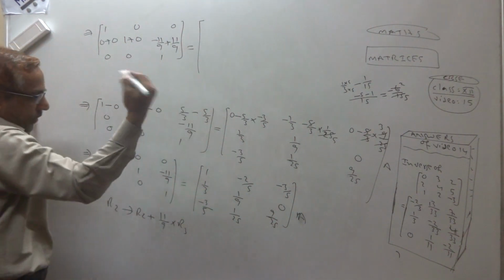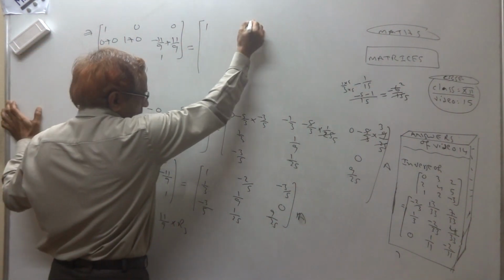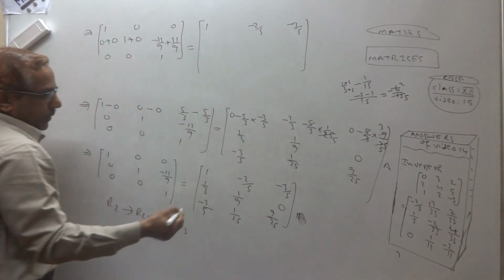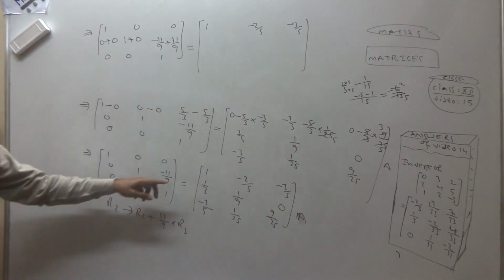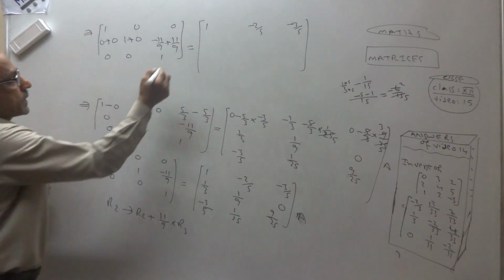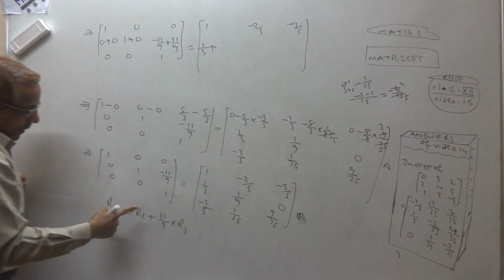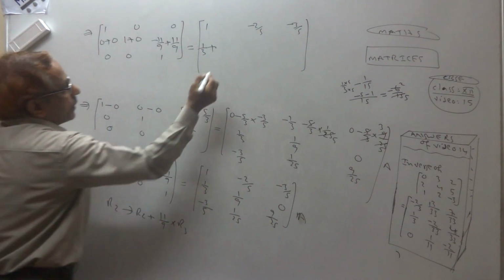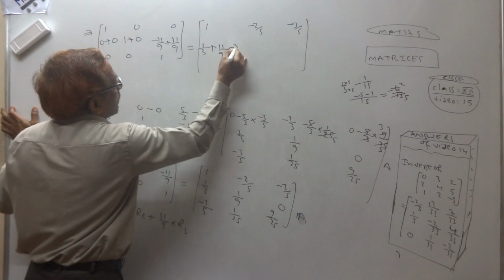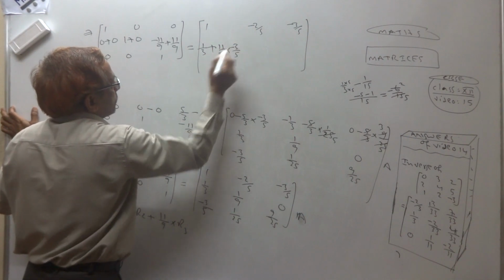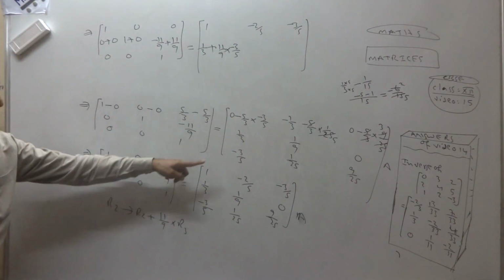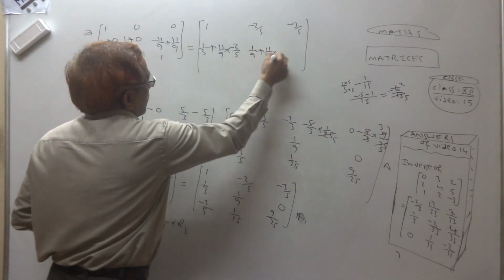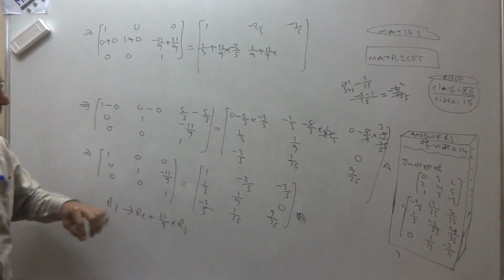So R2 will change. 1 minus 2 by 5, minus 3 by 5. Okay. 1 by 3 plus R2 plus 11 by 9 into 11 by 9 into minus 3 by 5. Clear? Yes. 1 by 9 plus 11 by 9 into 1 by 25.